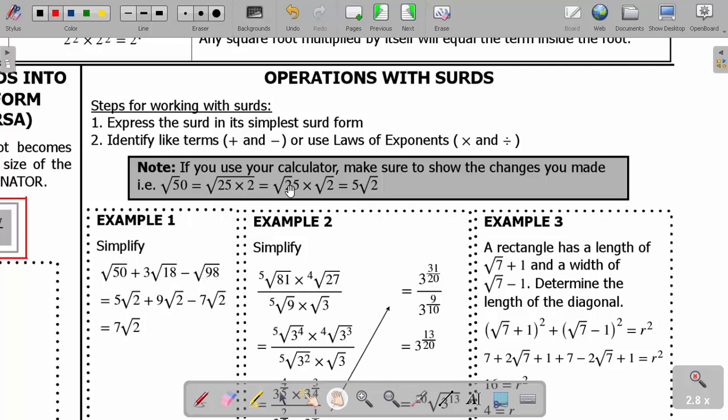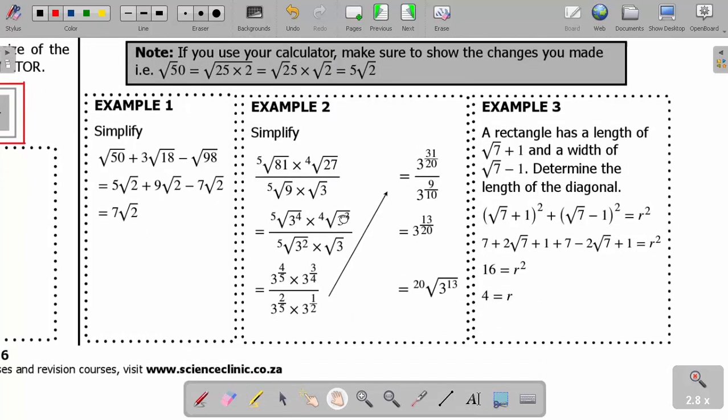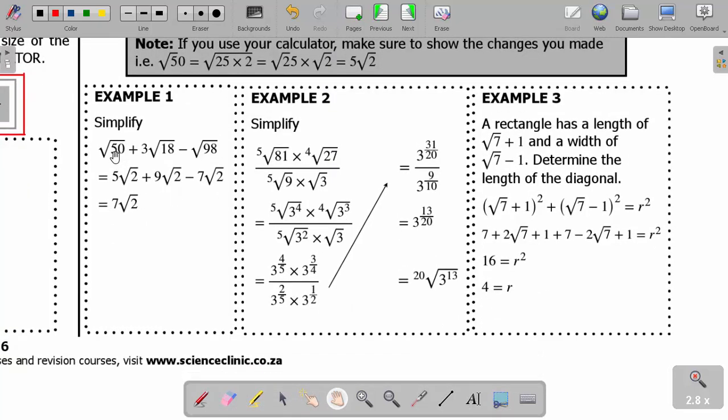So the square root of 25 is 5, then the root 2 remains. So we have examples here. Example 1: simplify square root of 50 plus 2 root 18 minus root 98. Now the root of 50, like we saw here, is 5 root 2. That's why we have it as 5 root 2.